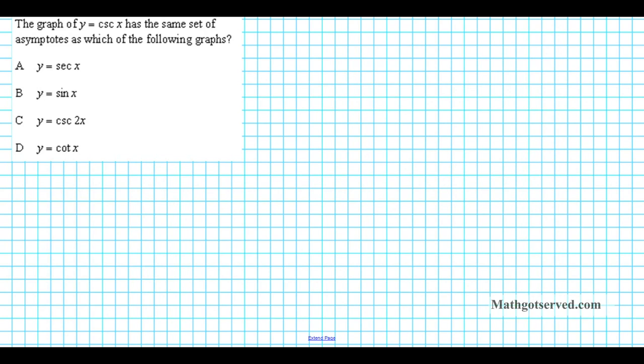All right, let's take a look at the last question. It says, the graph of y equals cosecant x has the same set of asymptotes as which of the following graphs? Remember, if we express these using the appropriate identities, we can know where their asymptotes are located. We know y equals cosecant x can be expressed using the reciprocal identity as 1 over sine x. So if any of these functions has a sine in the denominator, using quotient or reciprocal identities, then that will be our correct answer.